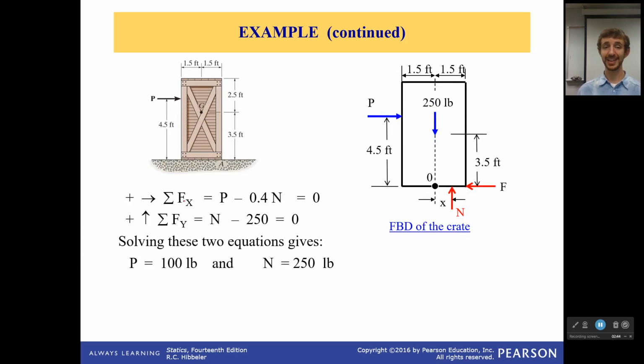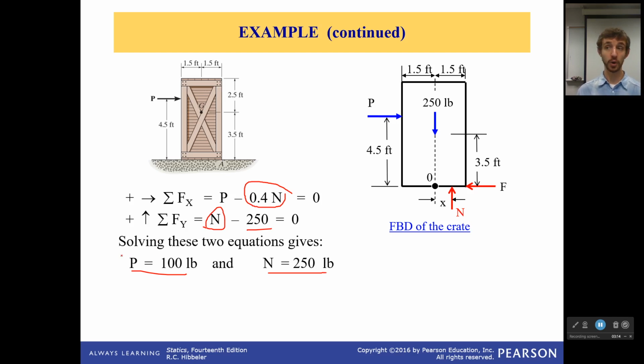So the sum of the forces in the x direction will be P, and that'll be 0.4 times the normal force because this is our friction force right here. Sum of the forces in the y direction, we have our normal force and 250 newtons. That's 2 equations, 2 unknowns I can solve. So it comes out that P will be 100 pounds and the normal force will be 250 pounds. We know the normal force is right, but is the load correct?